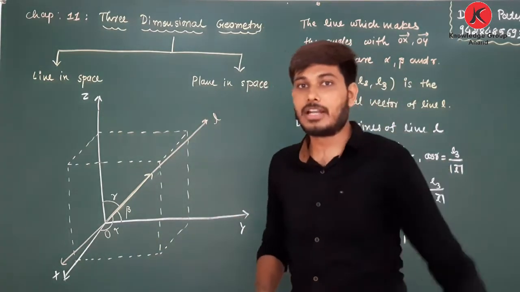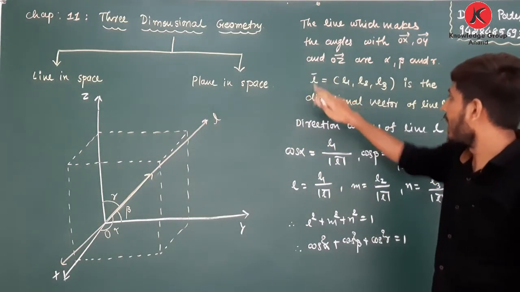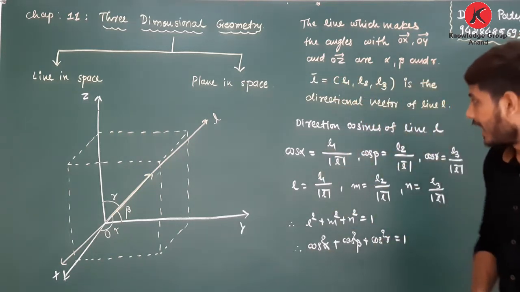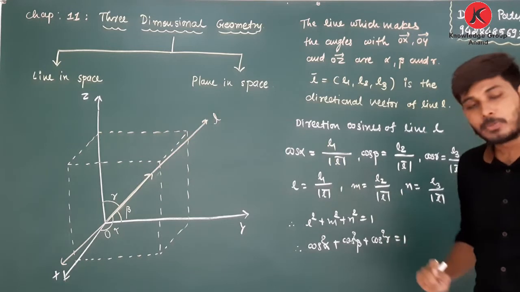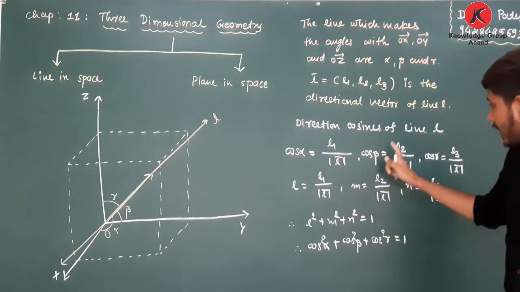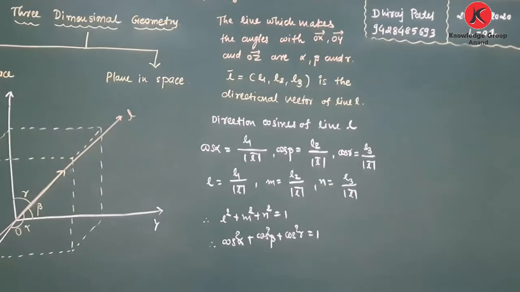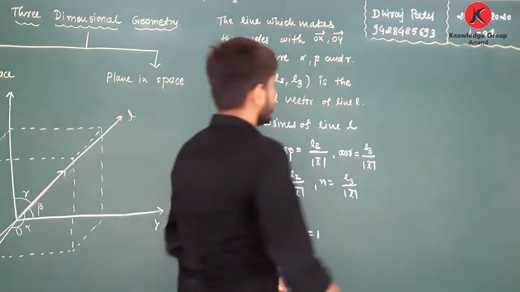If we take the direction of the line as minus L bar, then we get minus L1, minus L2, minus L3. Then the direction cosines of line L will become cos alpha equal to minus L1 upon the magnitude of L bar, cos beta equal to minus L2 upon the magnitude of L bar, and cos gamma equal to minus L3 upon the magnitude of L bar. Now we are writing this down. See here. Therefore we can calculate it like this.